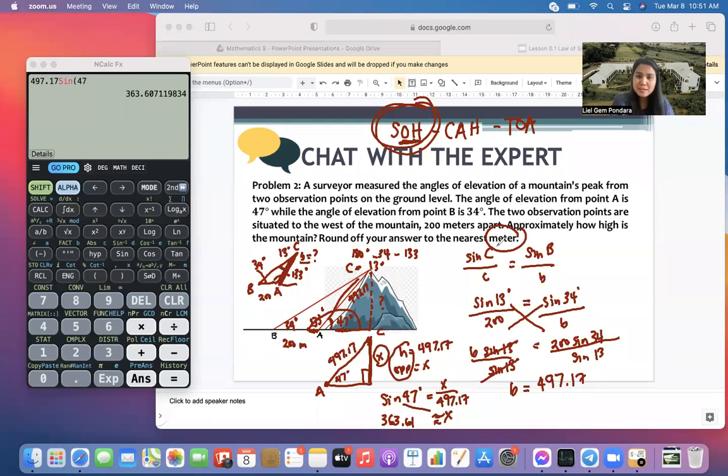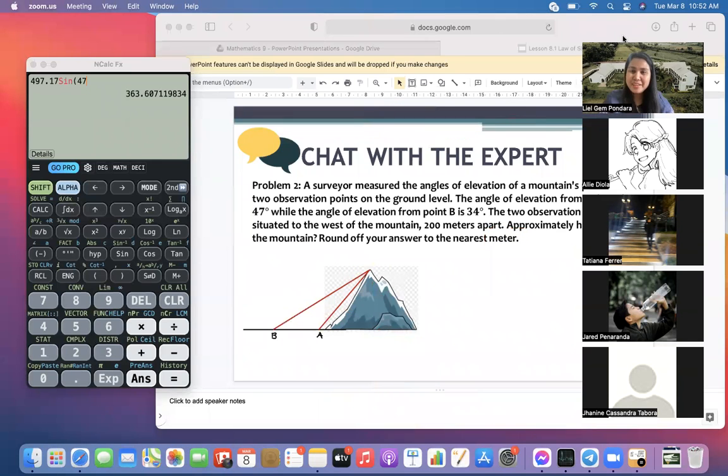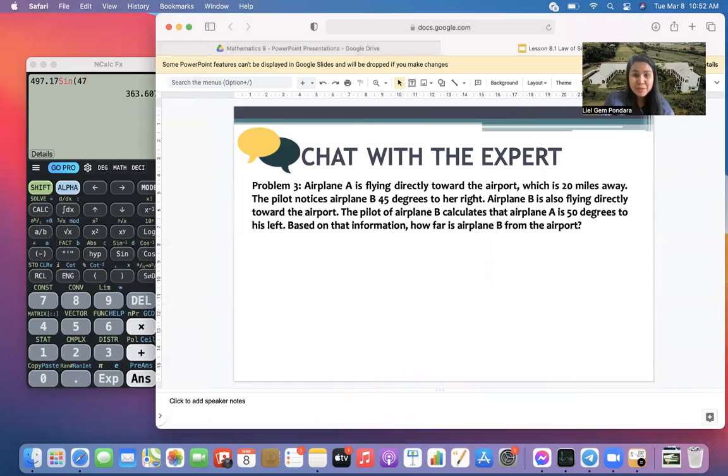The given is in meter, and it's asking you to round your answer to the nearest meter. So the answer will be 364 meters. The mountain is 364 meters high. Any questions? Give me a thumbs up if you're ready to move to the last problem. And then I could not see the thumbs up. Okay, very good. Let's go to the last problem.